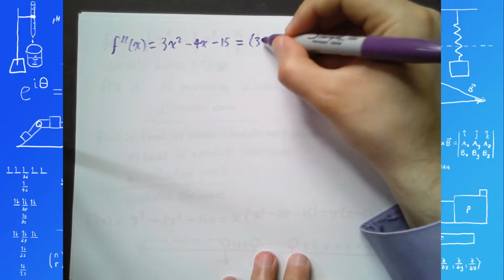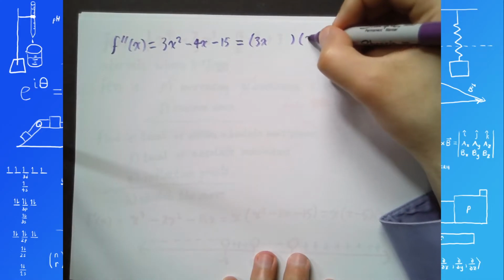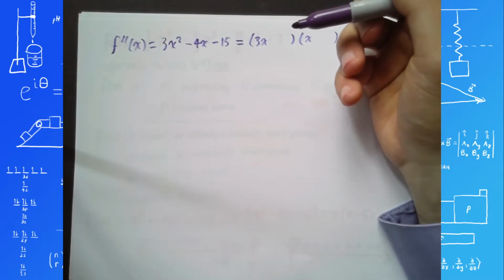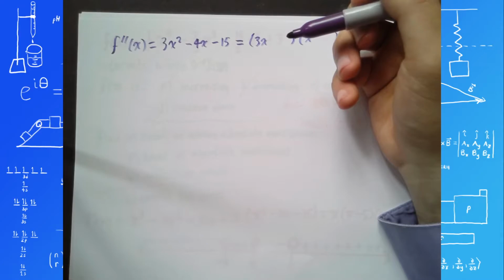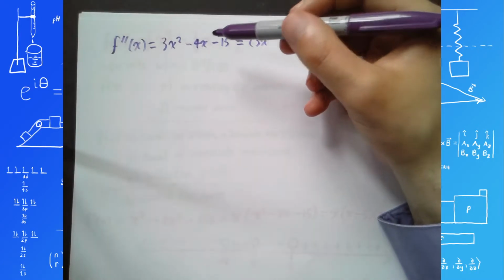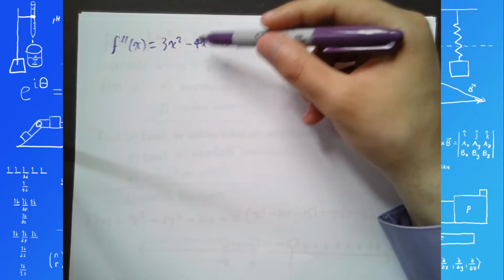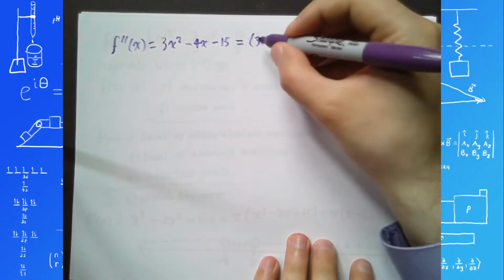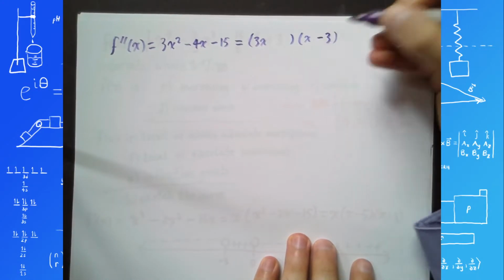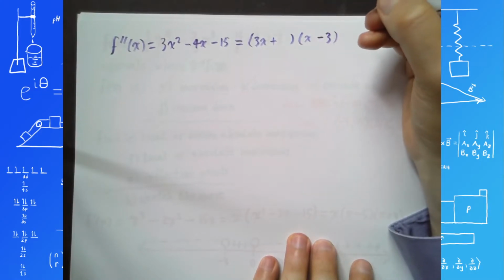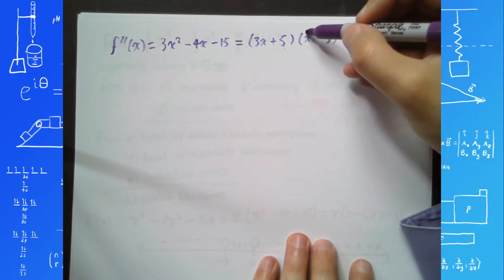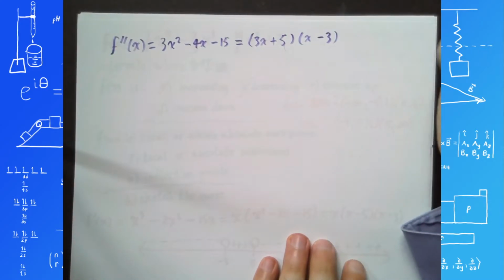So 3x and x. 3 times -15 is -45. -9 times 5 would give us -4. So to get -9, I would need to multiply 3 by -3. Okay. And what was that again? That was 5. Okay, testing, so 5x minus 9x is -4x. Okay, that does it.